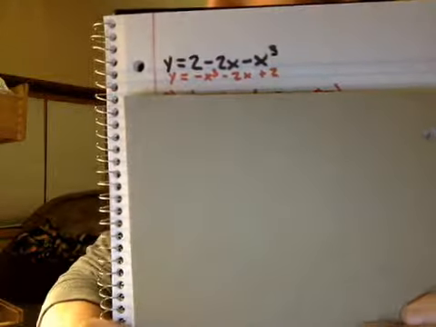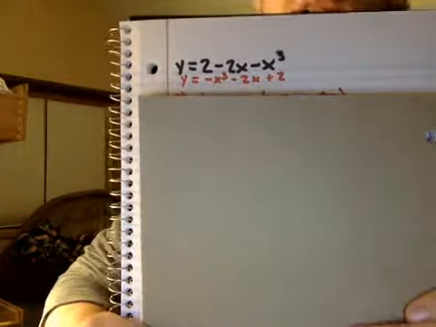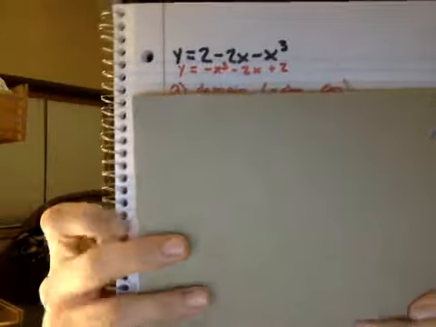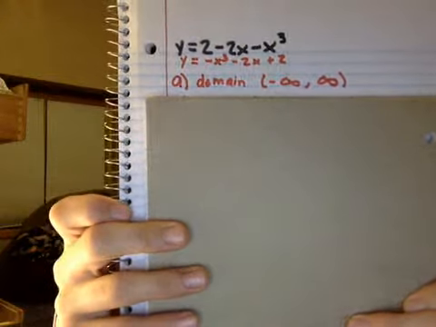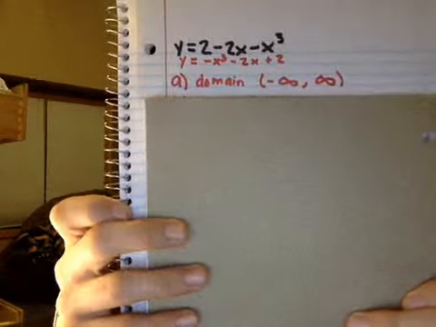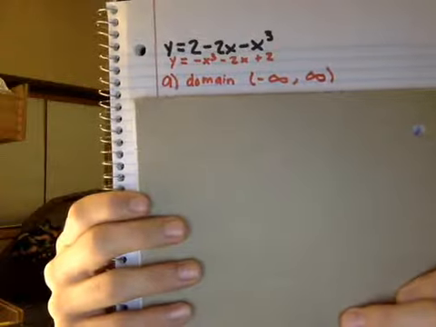So the first step in the guidelines of this section is A, find the domain. And obviously, because it's a polynomial, the domain is going to be all reals, or negative infinity to positive infinity. B, the next step is the intercepts.